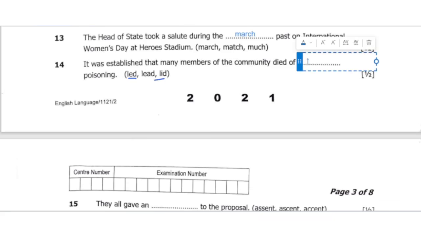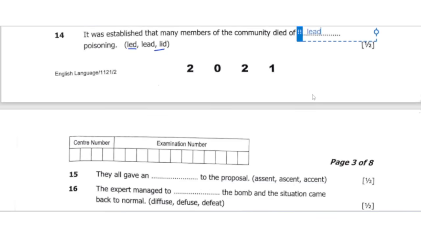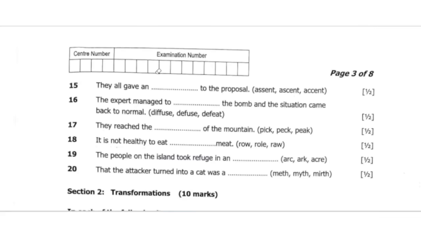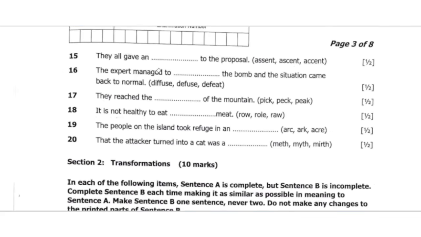So lead poisoning. What am I trying to say? Okay, lead poisoning. It was established that many members of the community died of lead poisoning. Okay, so before we go anywhere, let me read this. Okay, we go to question number 15.